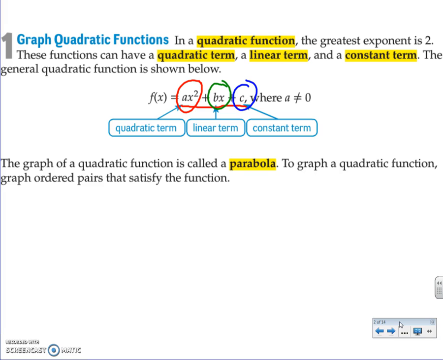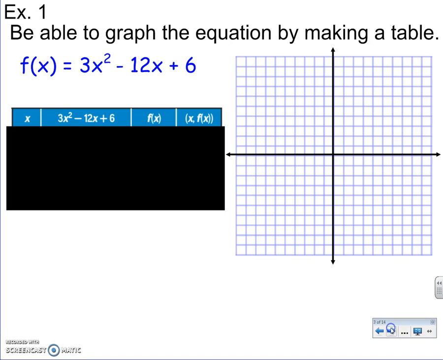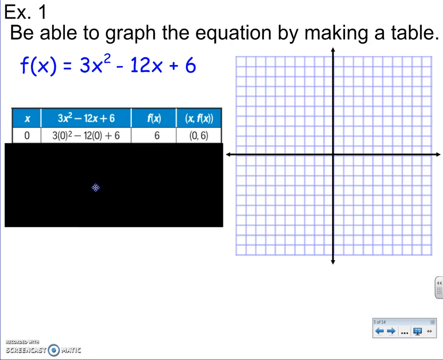Alright, y'all know that a quadratic turns into a parabola, which is just a U shape. So, know how to graph an equation by making a table. You can always, no matter what, plug in x's to find the y's. So if I plug in 0 for x into the equation, that'll be 3 times 0 squared minus 12 times 0 plus 6. And if I simplify that, I get y equals 6. So my point is 0, 6.